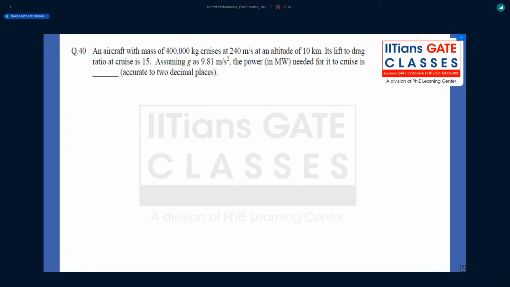Question number 40. An aircraft with a mass of 4 lakh kg cruises at 240 meters per second at an altitude of 10 kilometers. Its lift to drag ratio is 15. Assuming acceleration due to gravity is 9.81 meters per second square, the power in megawatts needed for it to cruise is dash, accurate to 2 decimal places.